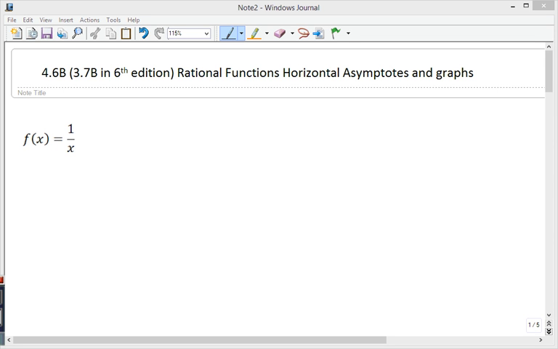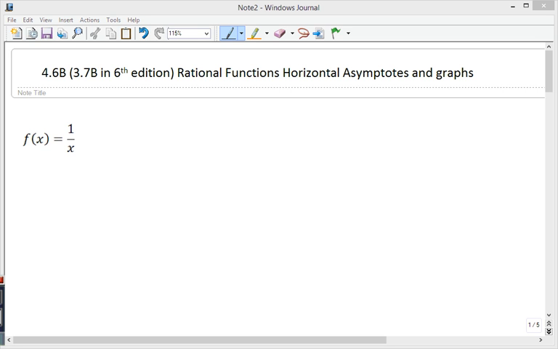This is the second video for 4.6, or 3.7 in the 6th edition, and we're talking about horizontal asymptotes. A horizontal asymptote is really what we're looking at when we look at the end behavior: what the function does when x gets really big on the positive side or really far on the negative side.